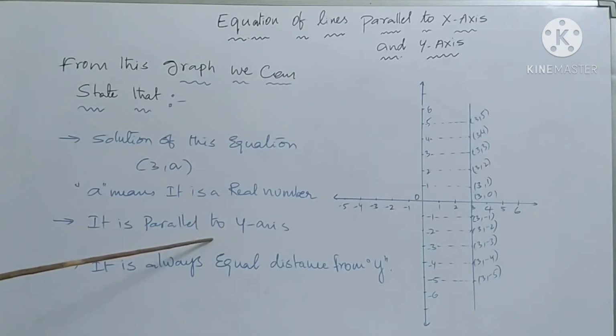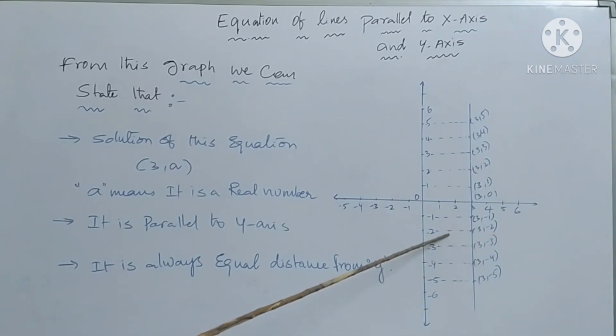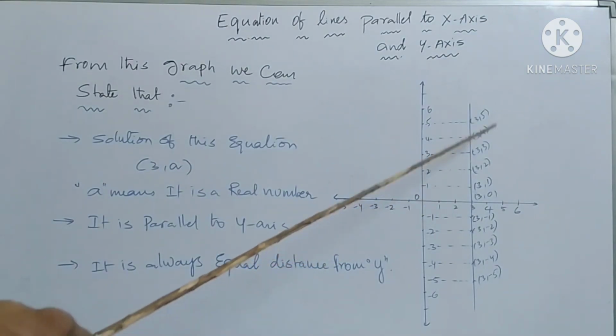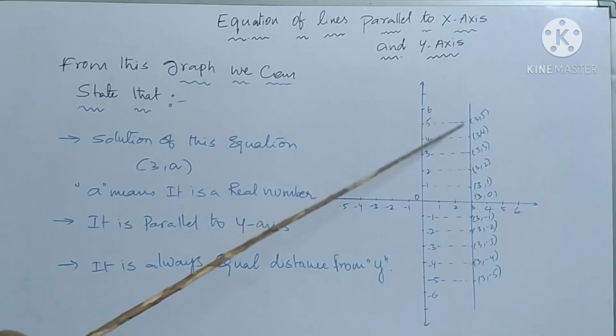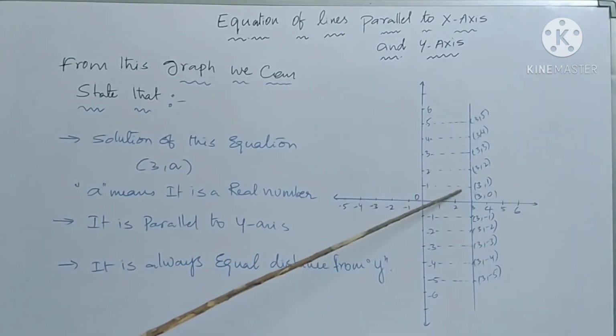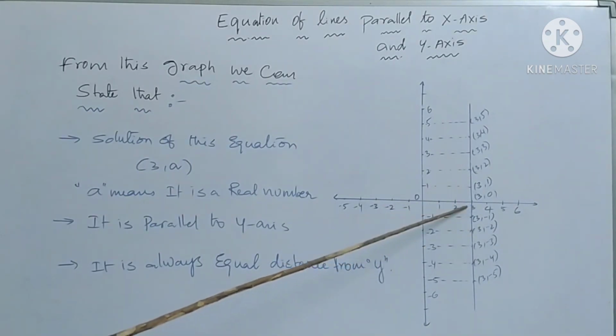This is the second point. The third one: it is always at equal distance from the y-axis. Here the distance is 3 units. Here also the distance is 3 units. From this point to this point, the distance is also 3 units. It is always at equal distance from the y-axis. So the line x equals 3 is always at equal distance from the y-axis, meaning x equals 3 units.